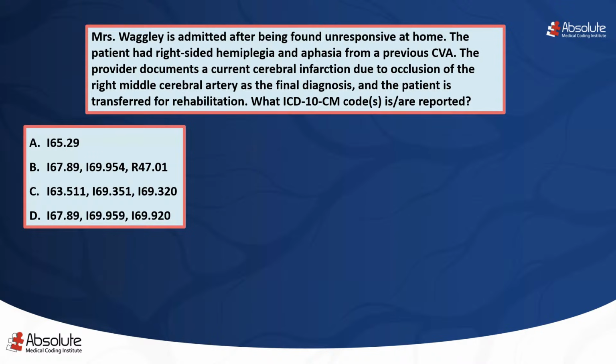Is it going to be A, I65.29, B, I67.89, I69.954, R47.01, C, I63.511, I69.351, I69.320, or D, I67.89, I69.959, I69.920? I'll give you guys about a minute and a half, 2 minutes, and good luck.